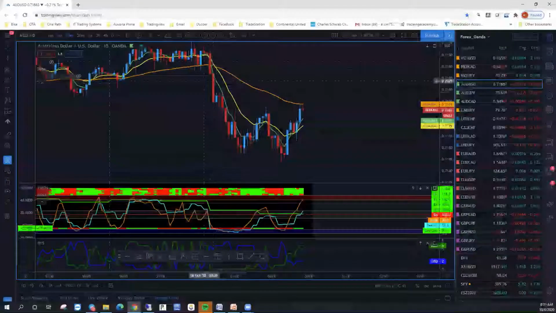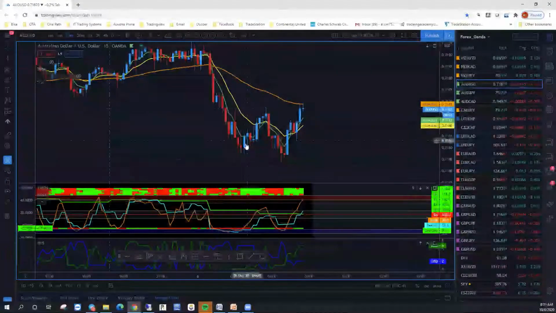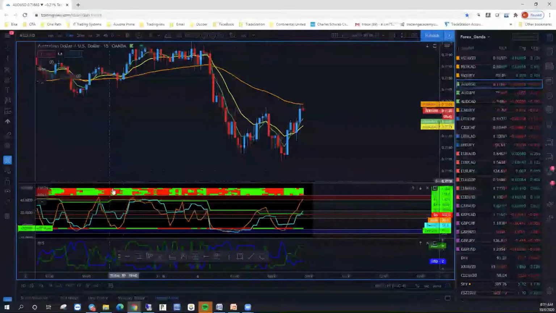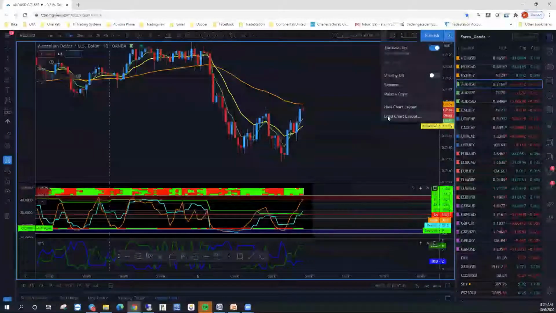Here's a drop, here's a base, here's a drop, here's where you had the divergence. Look at the RSIs. You can see. Let me get this onto a different chart here. Let me load this one up.